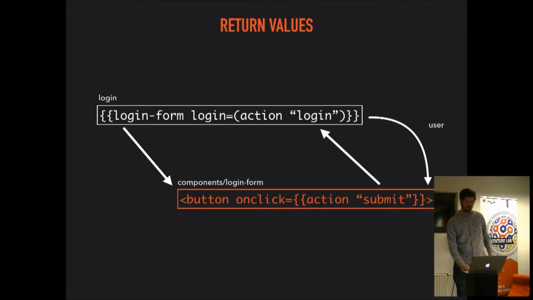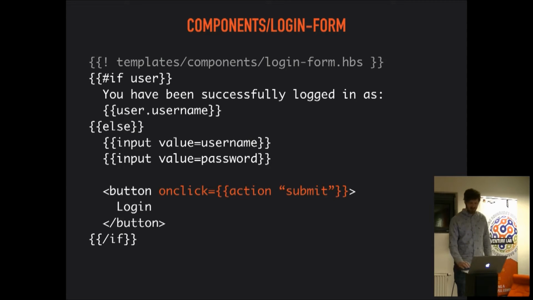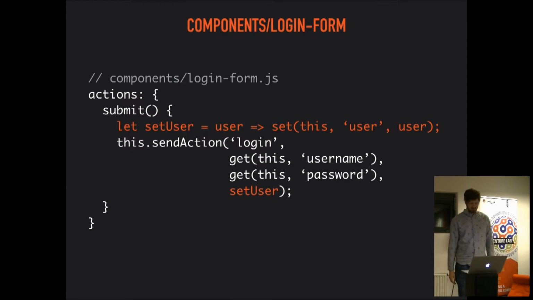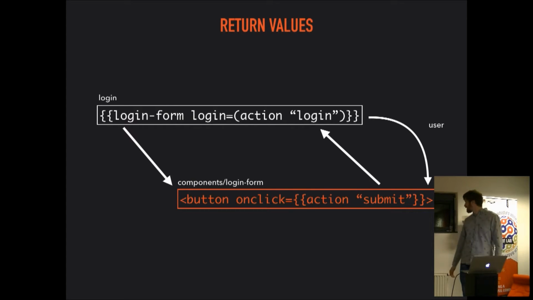So also the login form, the only thing I had to do here is change the template a bit, get rid of the callback, and just call the function, get the value, assign it to a variable, and then you set this user. That's all. So let's quickly see this example again, but then with the new style of closure actions.